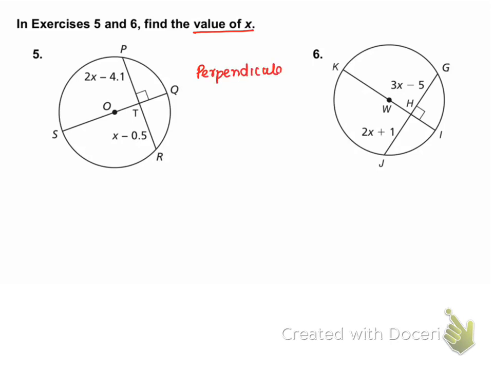Perpendicular chord bisector theorem. All right, so that's already in your 10.3. It says if a diameter is perpendicular to a chord, then it's going to bisect the chord, or if it is bisecting the chord, then it's going to be perpendicular, vice versa, both ways.